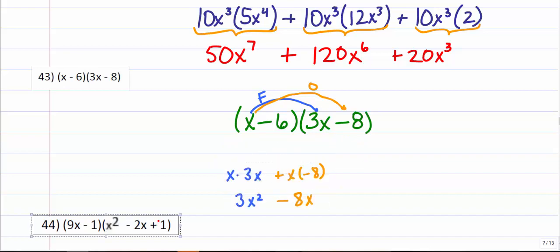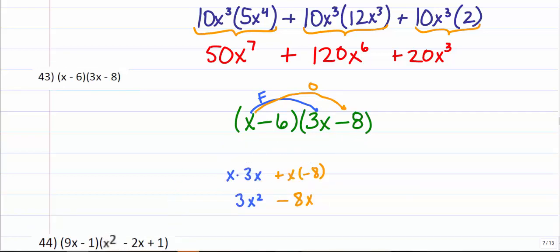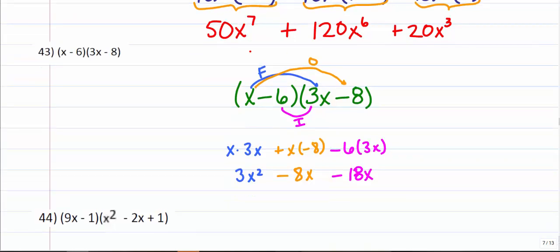Then you are multiplying your inner two terms together. Negative 6 times 3x is negative 18x. And then last but not least, you are multiplying your last two terms. I hope this is bright enough. But you're multiplying negative 6 times negative 8, which is positive 48.